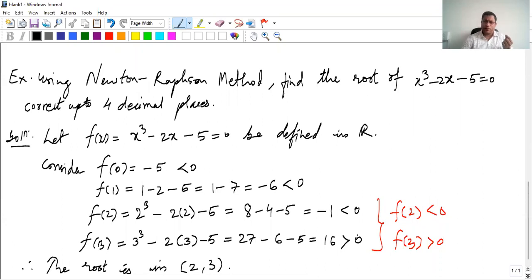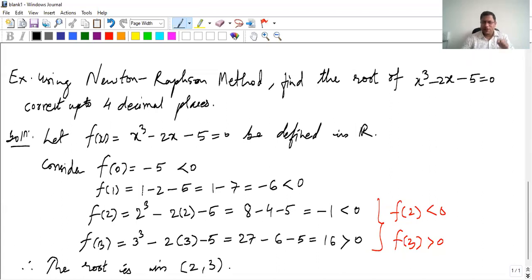That means there exists a point in this interval 2 to 3 such that f will be 0 at that point. But we are taking these points 0, 1, 2, 3 randomly. Usually we go in that way only; we try to find the root in the positive one.